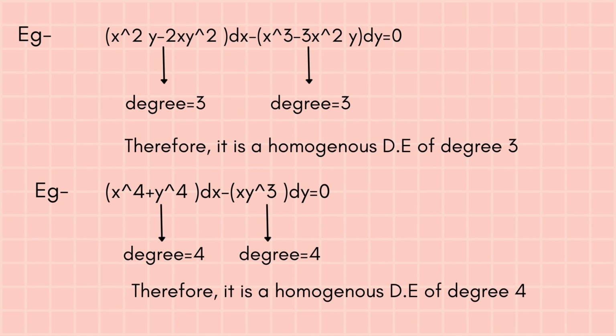We shall move on to some more examples. In the first one, the degree of both the functions is 3 and therefore we know that it is a homogeneous differential equation of degree 3. In the second example, the degree on both sides is 4, hence it is also a homogeneous differential equation of degree 4.